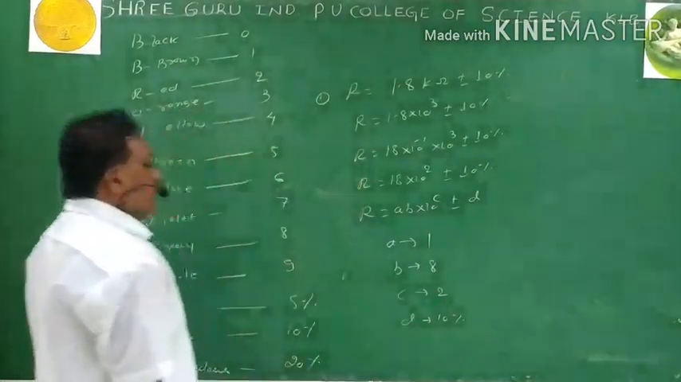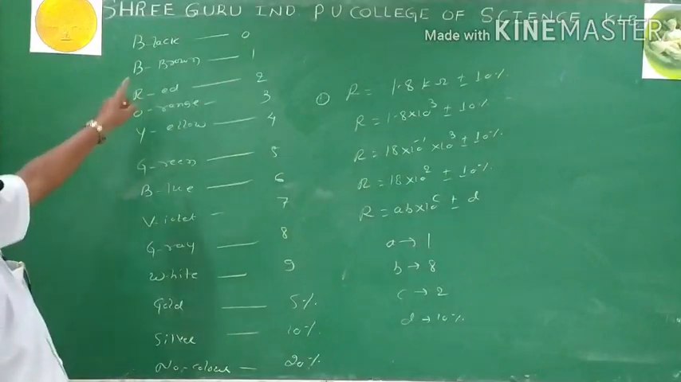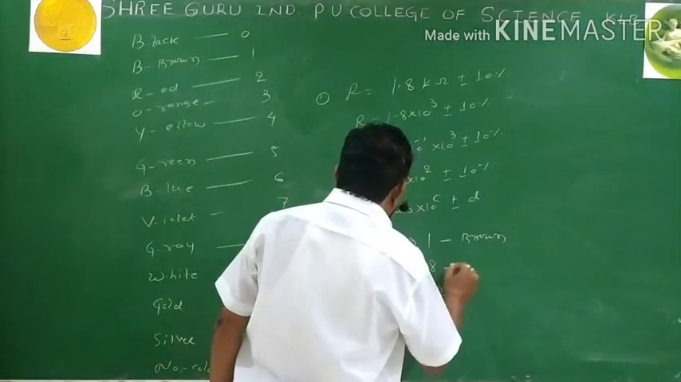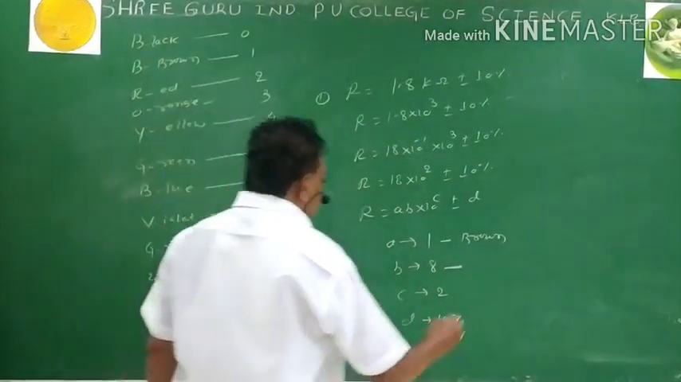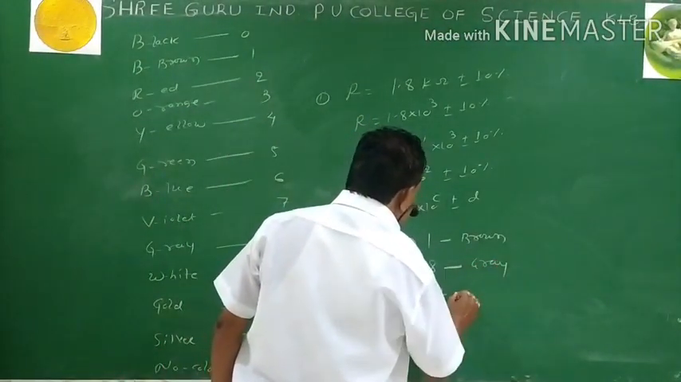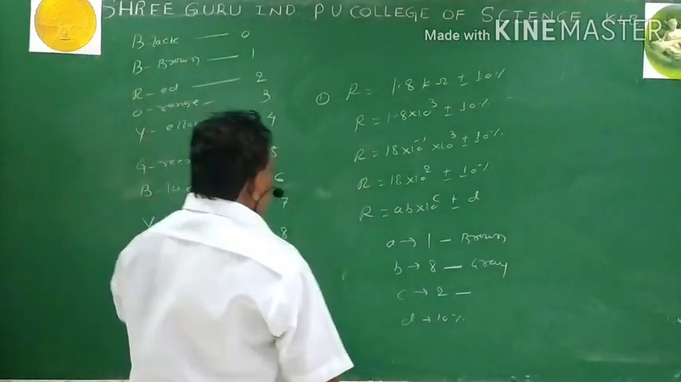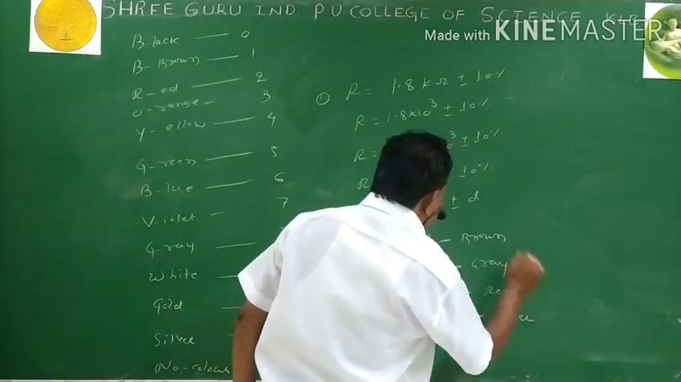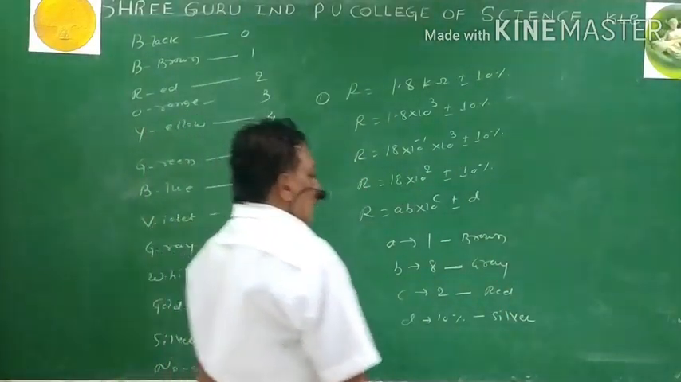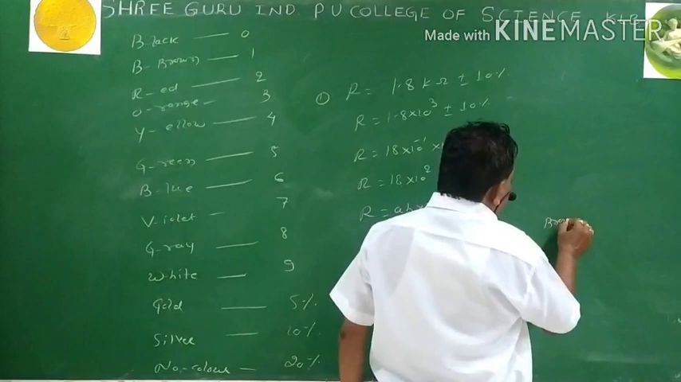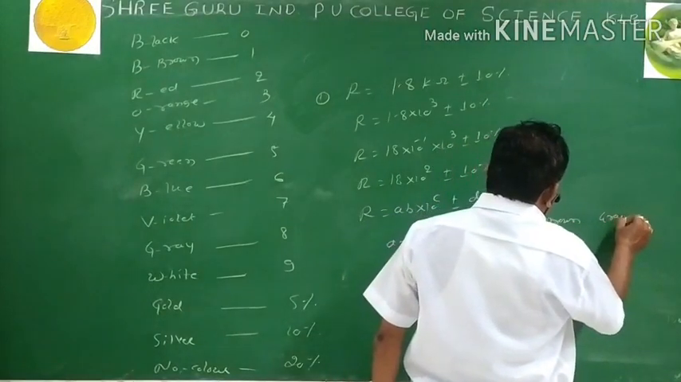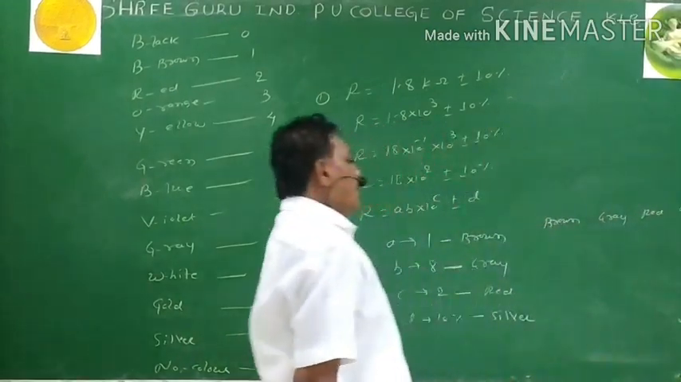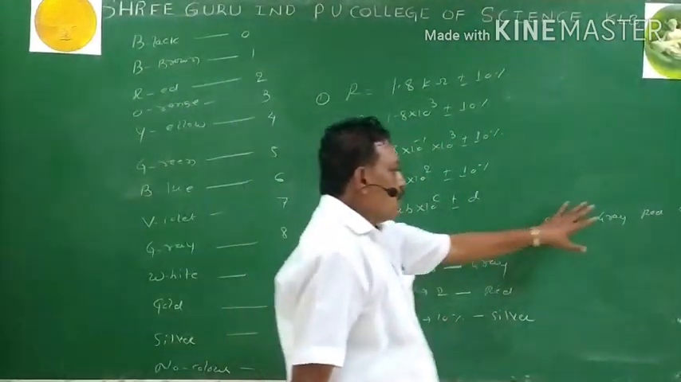Then go for writing the colors. A, that is 1, is brown. 8 is grey. 2 is red. And this is silver. Your color sequence is brown, grey, red, silver. Now this is our color sequence of the resistor.